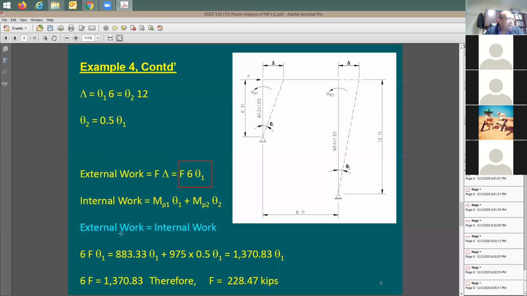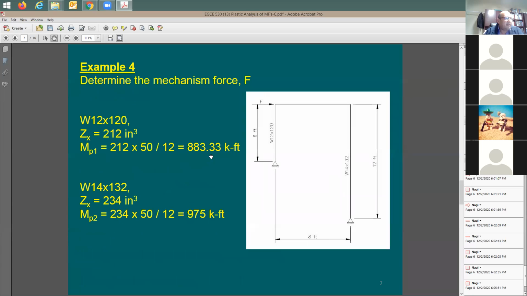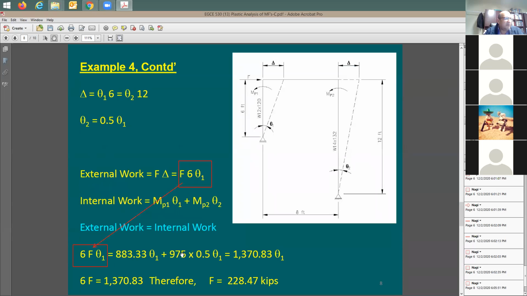External work. Here we go. This is going to be the external work, this box, right? It equals the internal work. MP1 theta 1. MP1 as a value is going to be 883. MP2 is going to be 975. So here we go.